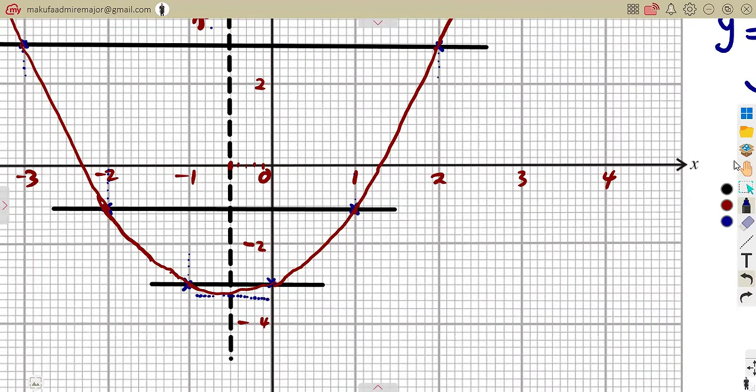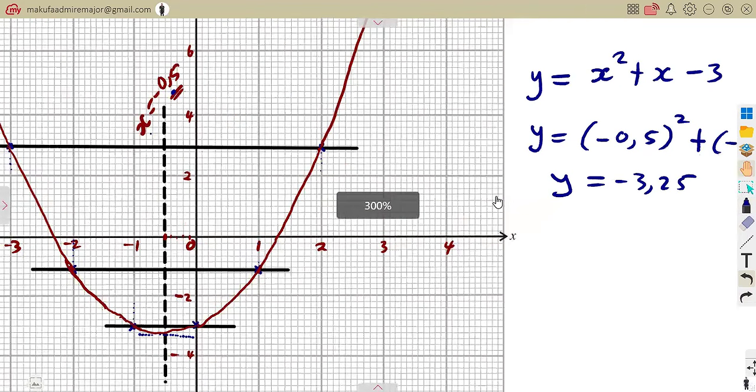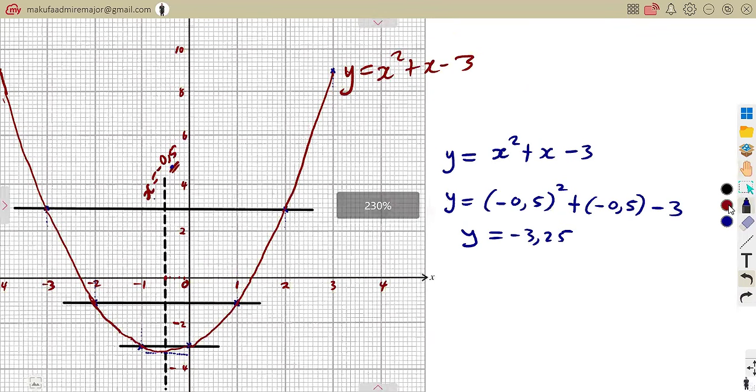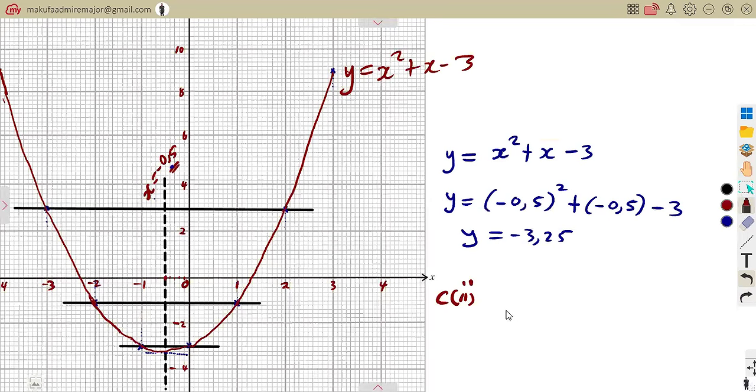At the turning point, if we take it to the graph, because of the smoothness, guys, remember you're using freehand, sometimes it's not smooth. So it is best that you substitute into the equation so that you do not have any error from there. So that was our item 2 of question C. All right, so that's our C item 2.